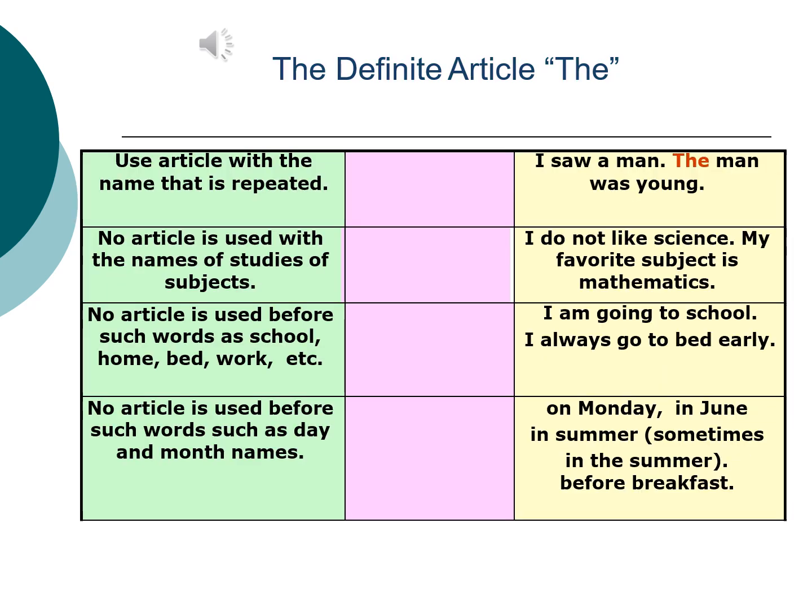Use the article with a name that is repeated. I saw a man. The man was young. No article is used with the names of studies or subjects. I do not like science. My favorite subject is mathematics.